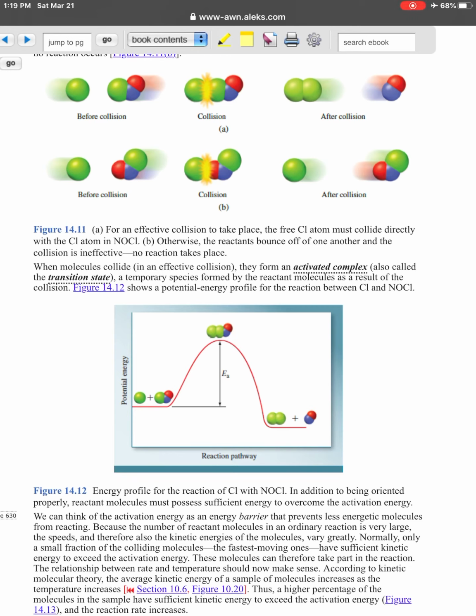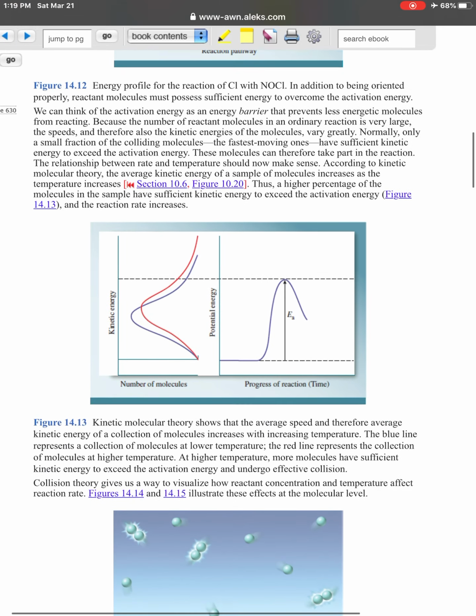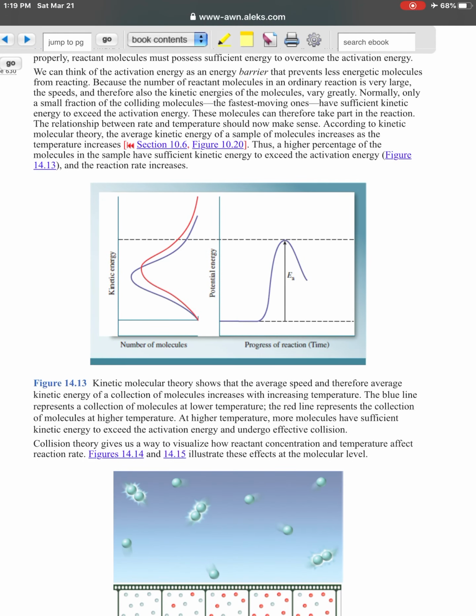In addition to being oriented properly, reactant molecules must possess sufficient energy to overcome the activation energy. We can think of the activation energy as an energy barrier that prevents less energetic molecules from reacting, because the number of reactant molecules in an ordinary reaction is very large. The speeds, and therefore the kinetic energies of the molecules, vary greatly. Normally, only a small fraction of the colliding molecules, the fastest moving ones, have sufficient kinetic energy to exceed the activation energy. These molecules can therefore take part in the reaction.